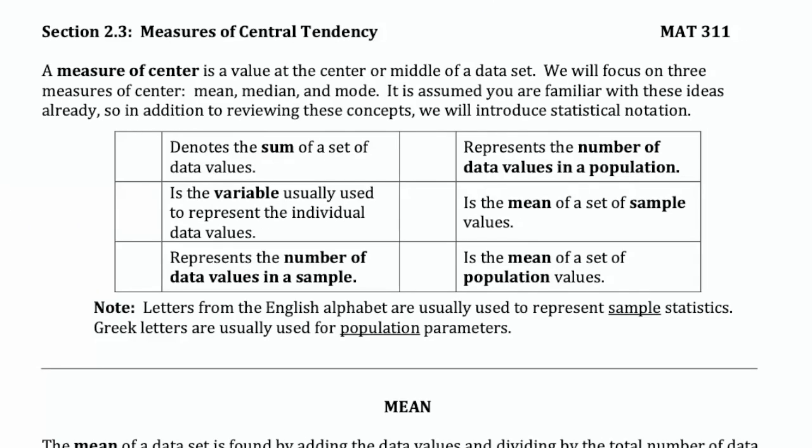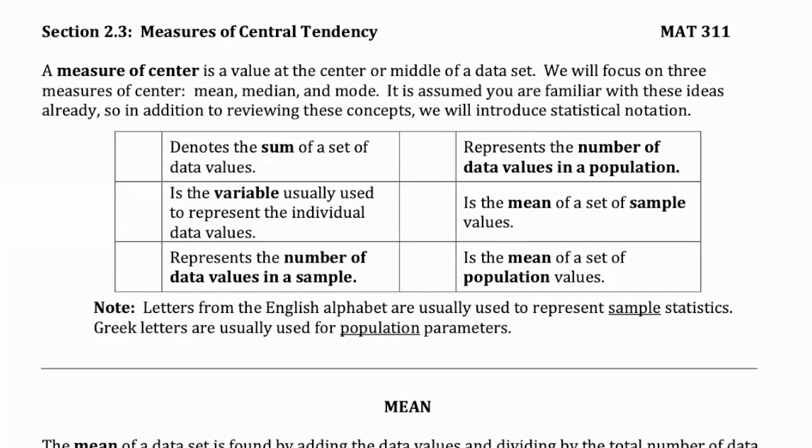In section 2.3, we're going to talk about measures of central tendency. These are the different ways we can describe the center of a data set. And typically, we talk about mean, median, and mode. I do assume that you are familiar with these basic ideas, so I'm going to focus instead on the notation for them, which may be new. You've got plenty of examples in your book to go look at if you do need a refresher course on your basics.